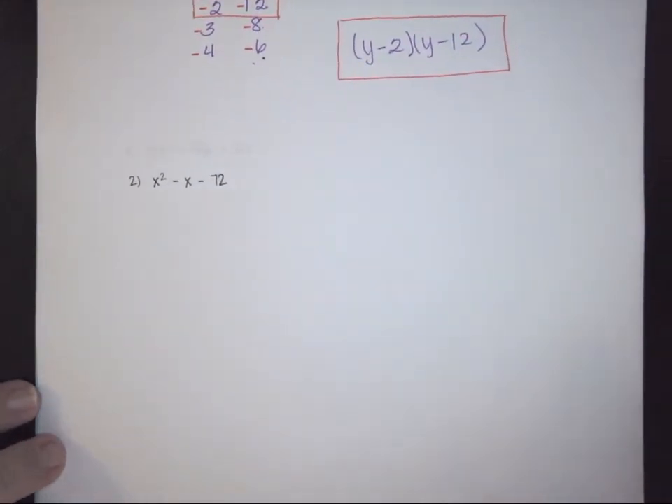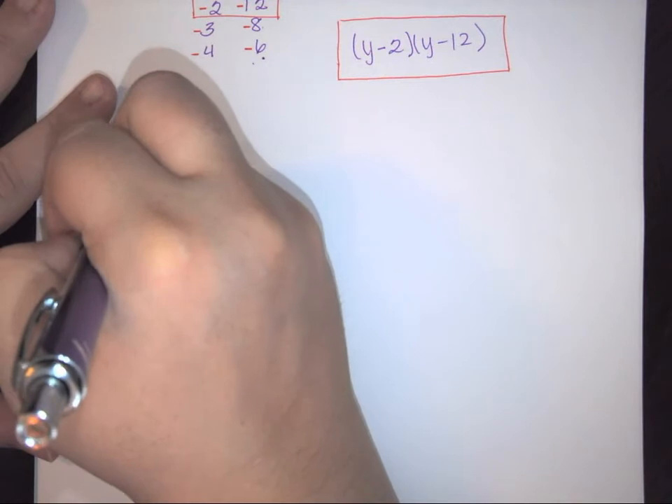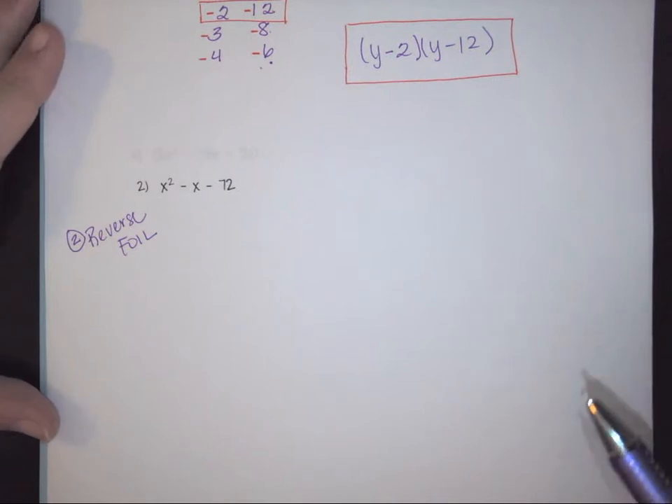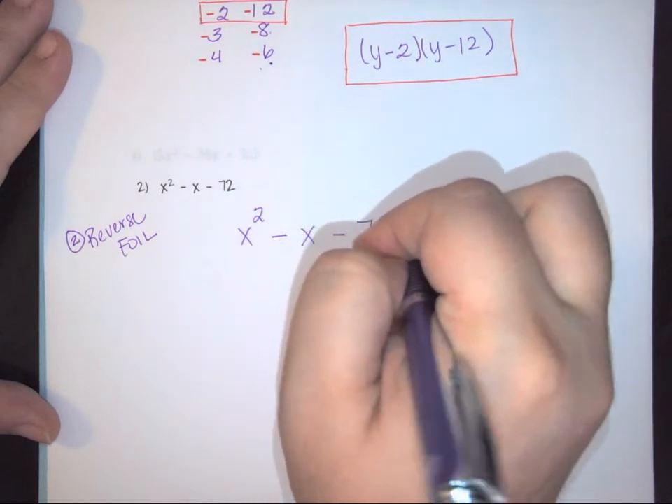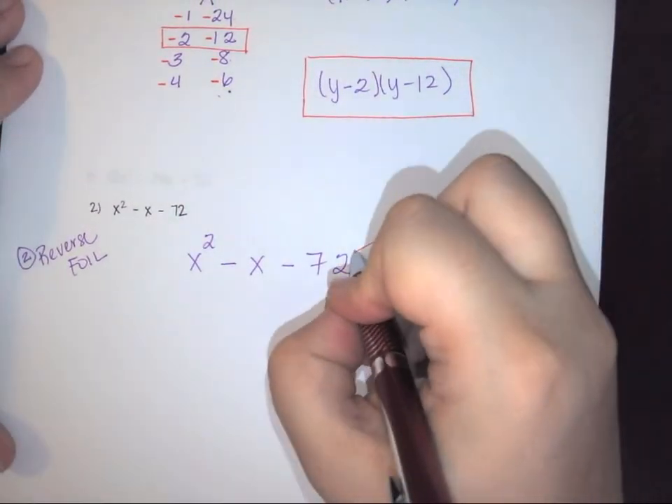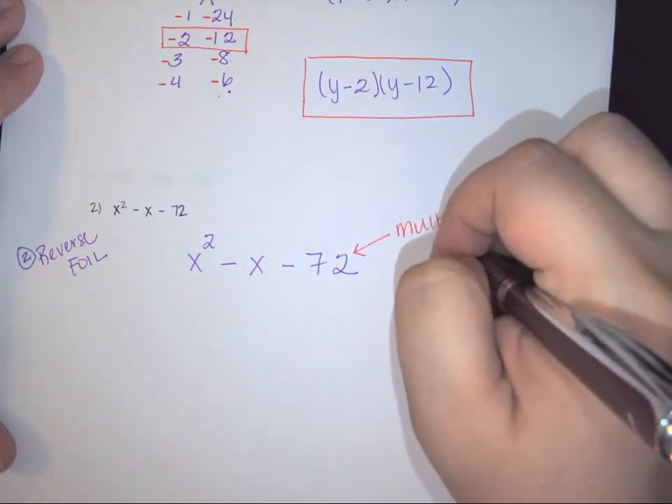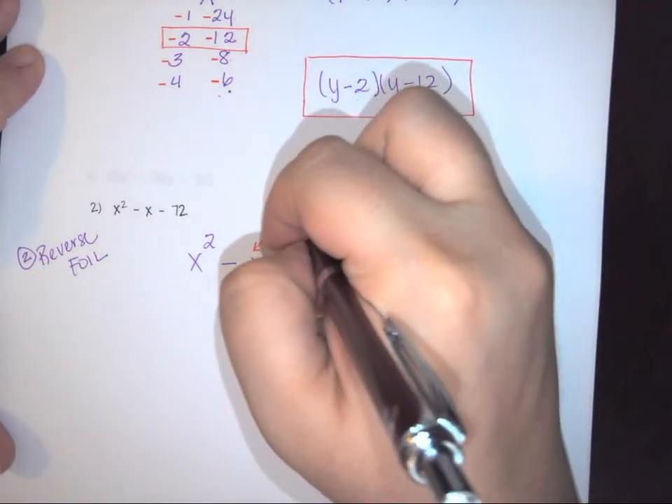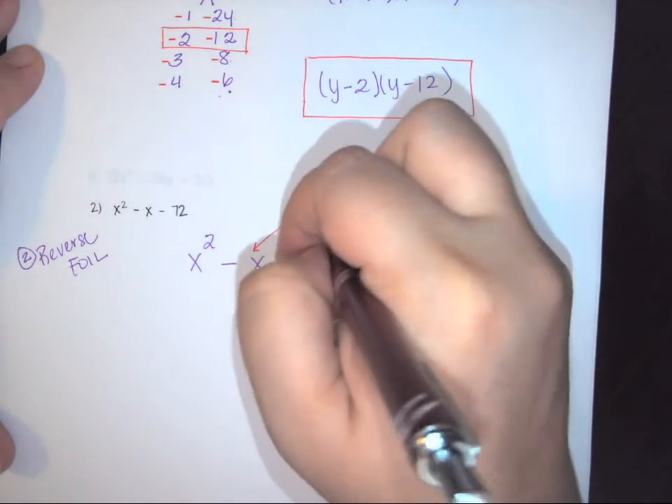Alright, now the other way that we could do it is we could do an idea called reversing your FOIL, and that idea comes from knowing what FOIL means. So I have x squared minus x minus 72. When I look at them, reversing my FOIL means I have to remember a couple things. First, in order to get this 72, I had to multiply my factors. In order to get to this 1, I have to add or subtract your factors.